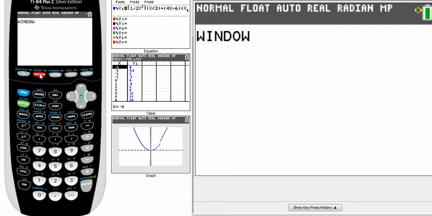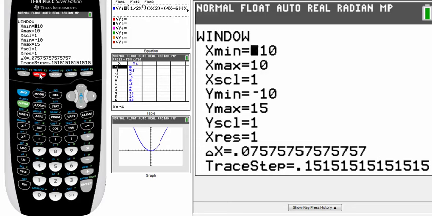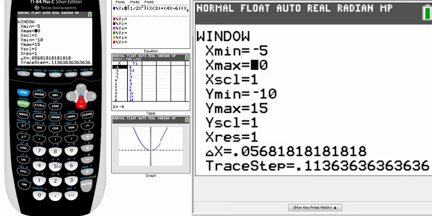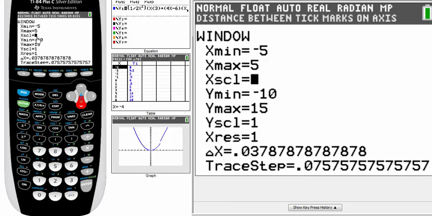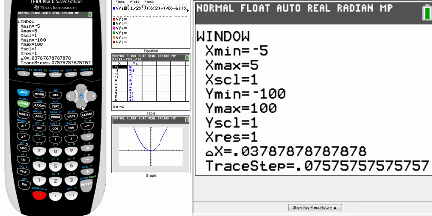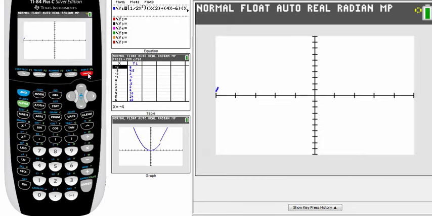Now they want us to go to the viewing window and change our window to -5 to 5. So we go -5 to 5, and the 1 just means by 1 unit, and that's this number 1. Then it wants us to change our y min to -100 to 100, but instead of going by units of 1, they want each tick mark to represent 10. And then we go ahead and hit graph.